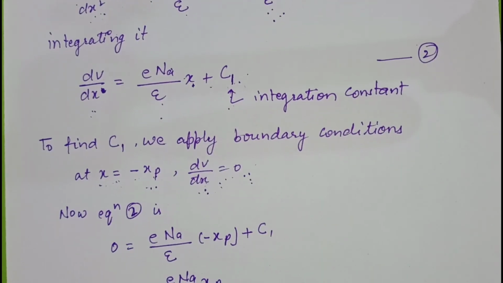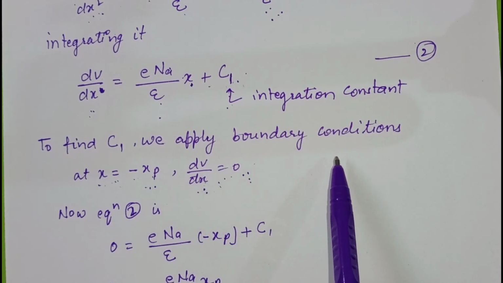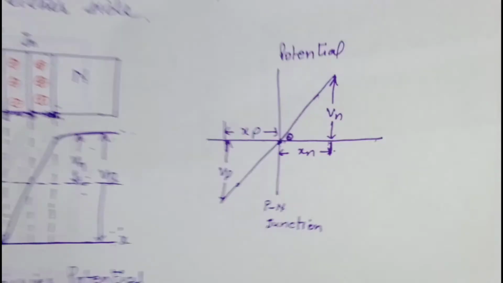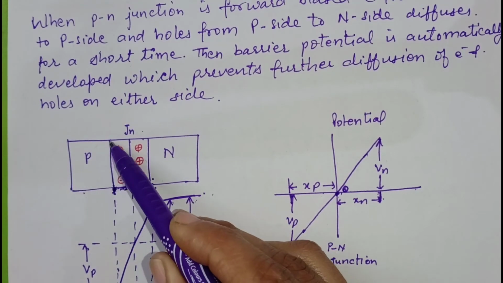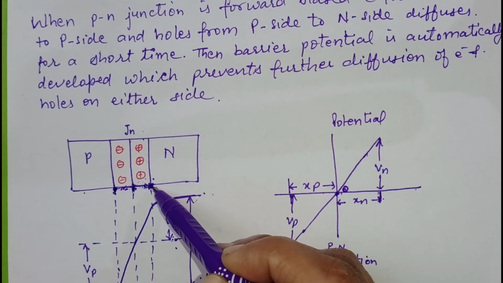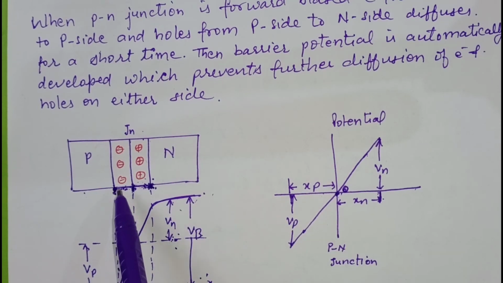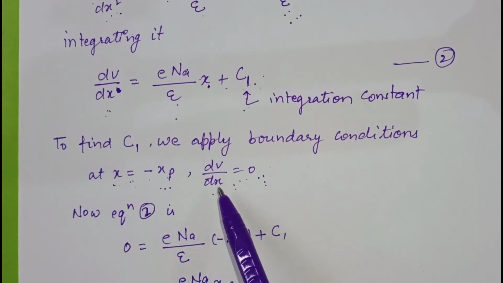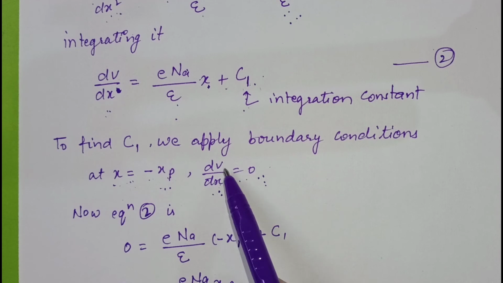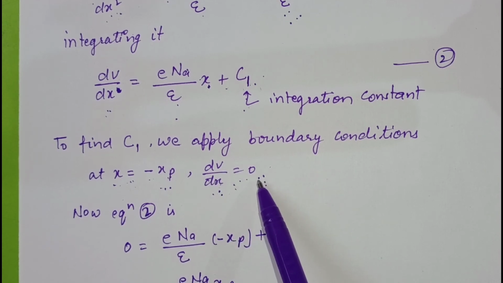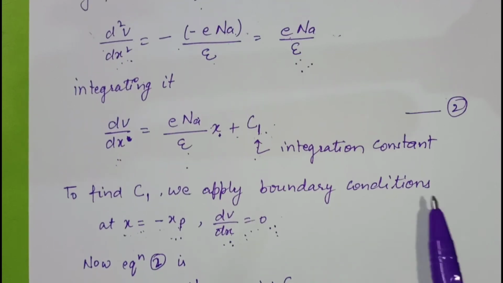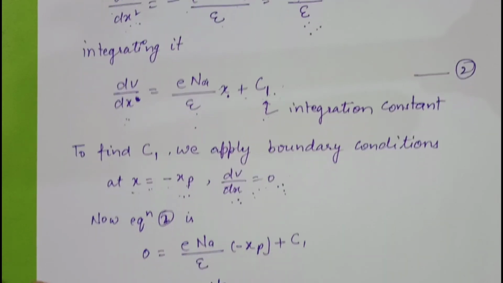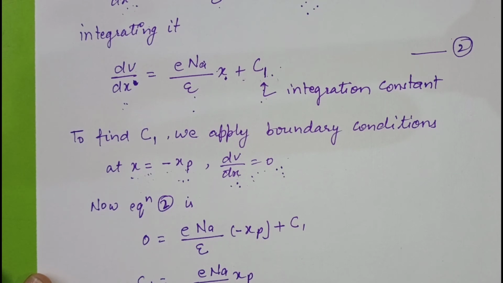Now to find this integration constant, we will apply boundary conditions. The boundary of this space charge region in the p region is this, and in the n region this is the boundary. Here the width of the depletion layer is up to minus xp and this is up to xn. So at the boundaries the potential is constant, so the derivative of this potential will be equal to 0. Now putting these values in equation 2, we will get C1 equals e Na upon epsilon into xp. This is the value of C1.